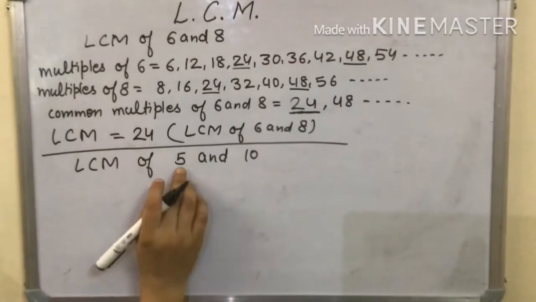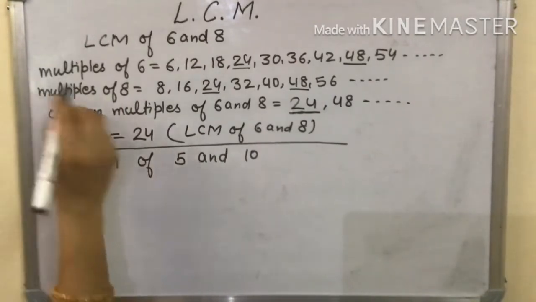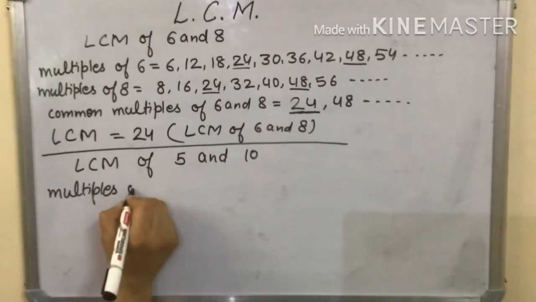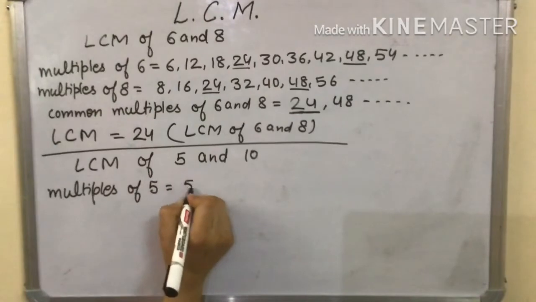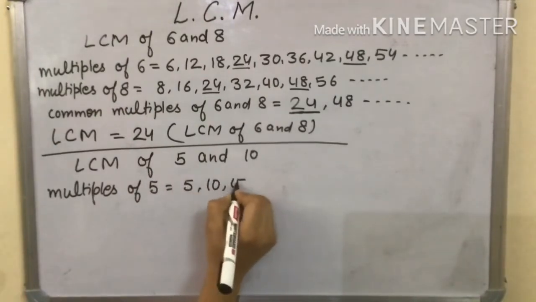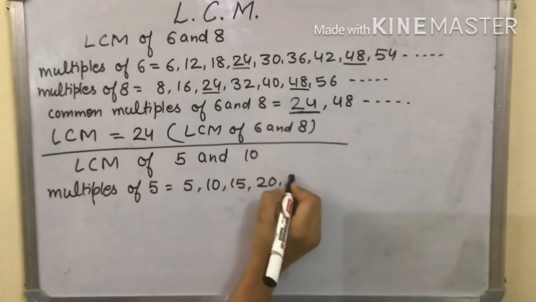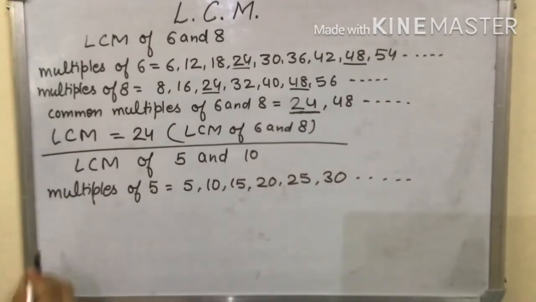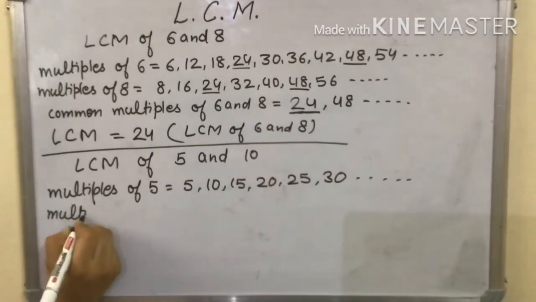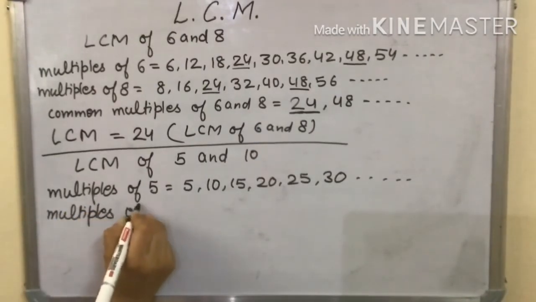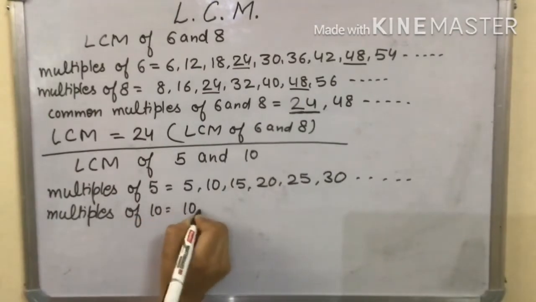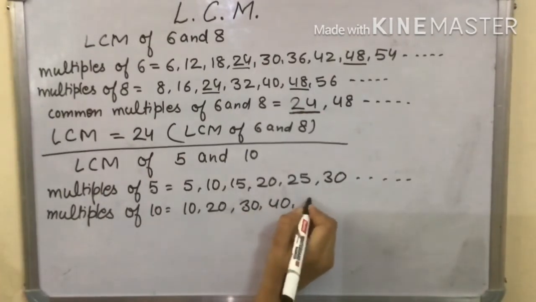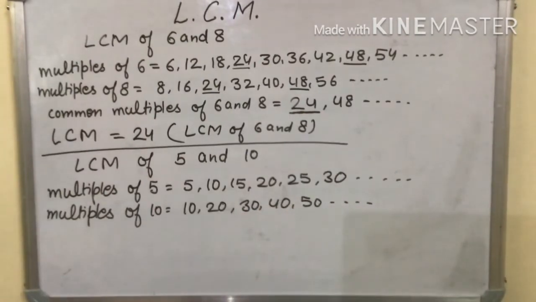Find LCM of 5 and 10. First of all, we will write multiples of 5. Multiples of 5 is 5, 10, 15, 20, 25, 30 and so on. Similarly, multiples of 10 is 10, 20, 30, 40, 50 and so on.